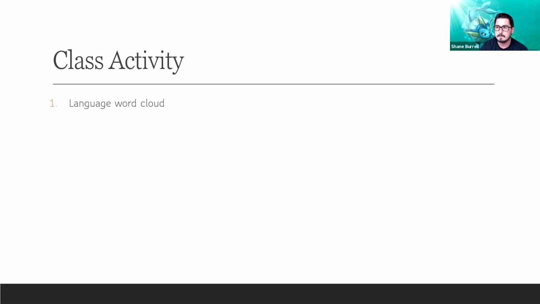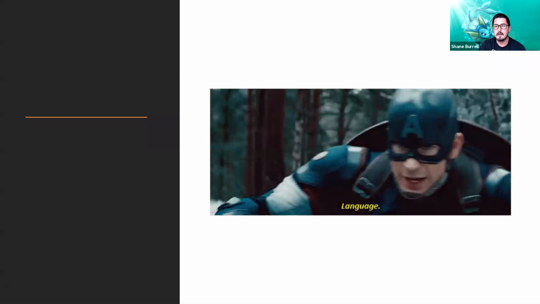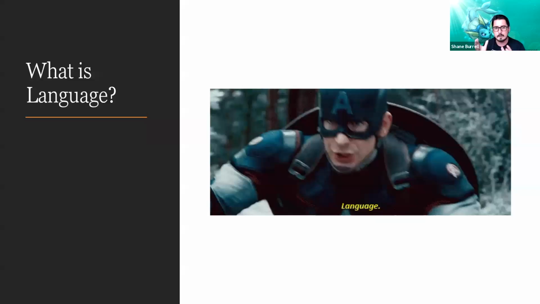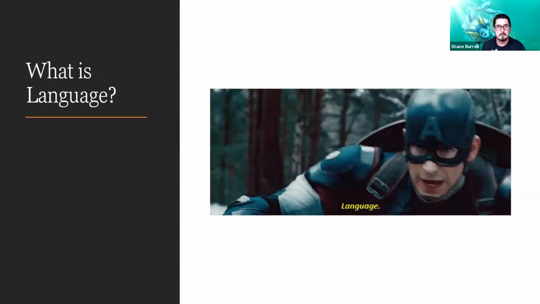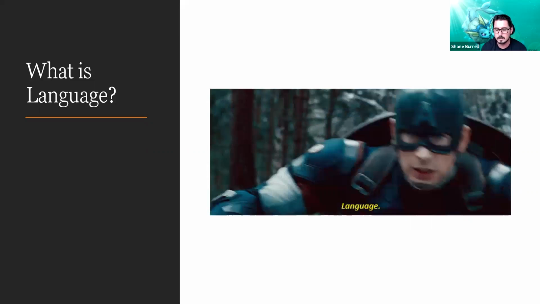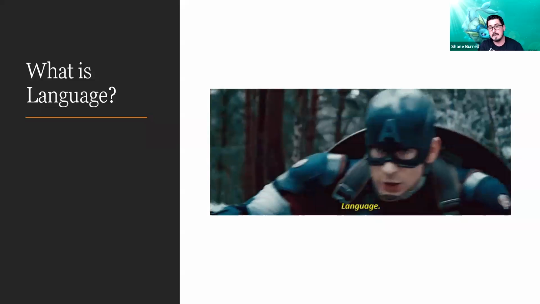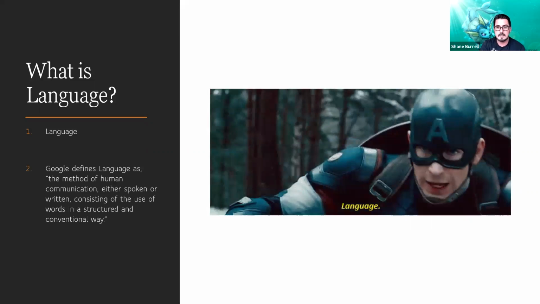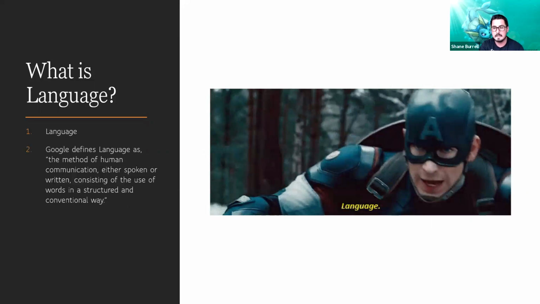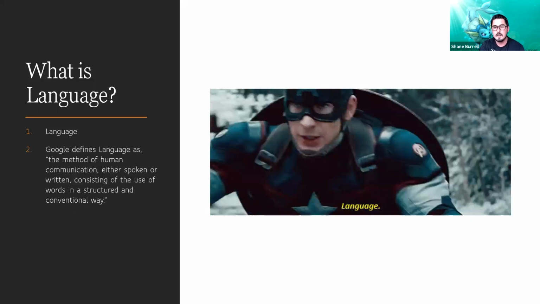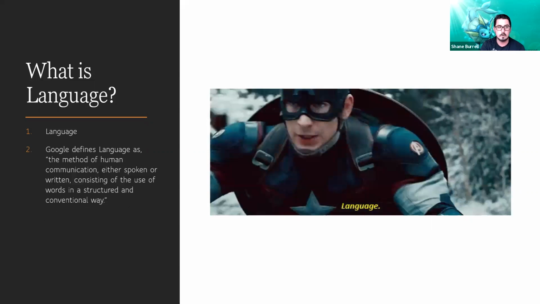All right, so let's begin. All right, so what is language, right? So we all have an idea of what language could be or what language is, but we really want to know the nitty-gritty of what actually is language, all right? And so language doesn't necessarily have a definition in your book, but I did get one from Google, and Google defines language as the method of human communication, either spoken or written, consisting of the use of words in a constructive or a conventional way.